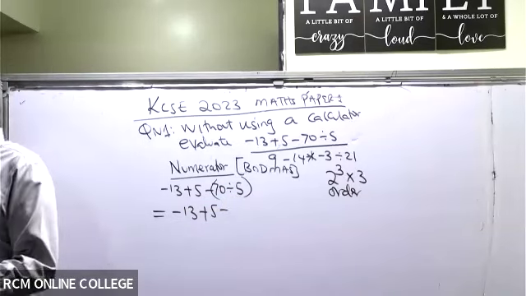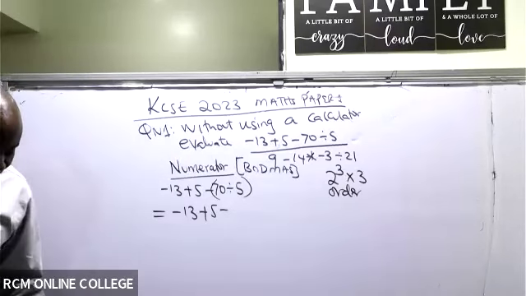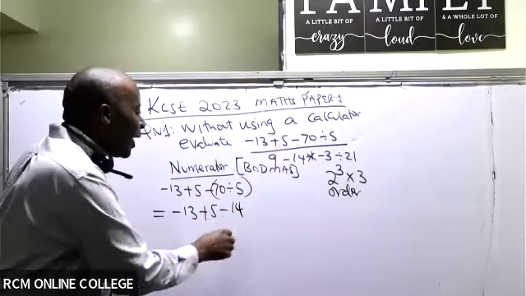Please give me an answer. What is 70 divided by 5? Somebody give me an answer. 70 divided by 5, 14. So we have here minus 14.